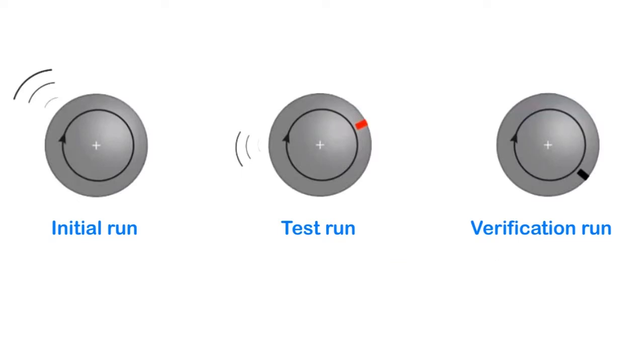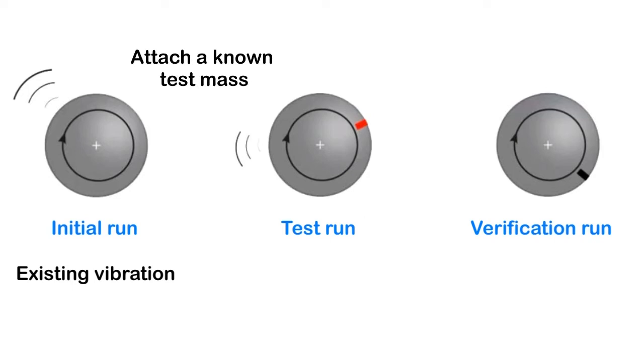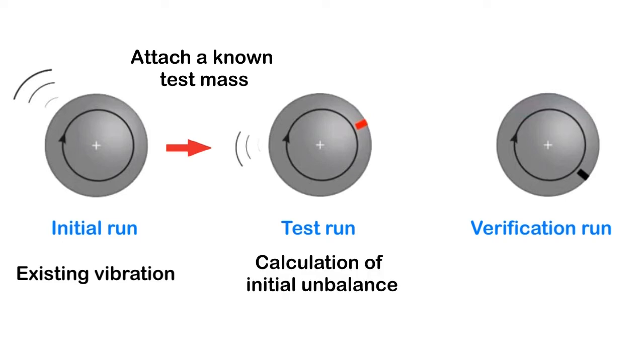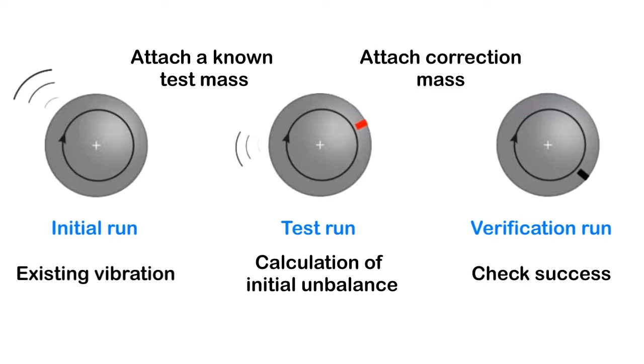Balancing takes place in certain steps, also called runs. The initial unbalance run measures the existing vibration. After this, a known temporary test mass is attached to a known position of the rotor. The next step is called test run. After this step, the amount and angle of the original unbalance are calculated based on the previous change in mass. Now a correction mass can be determined. The verification run checks whether the correction measure was successful.